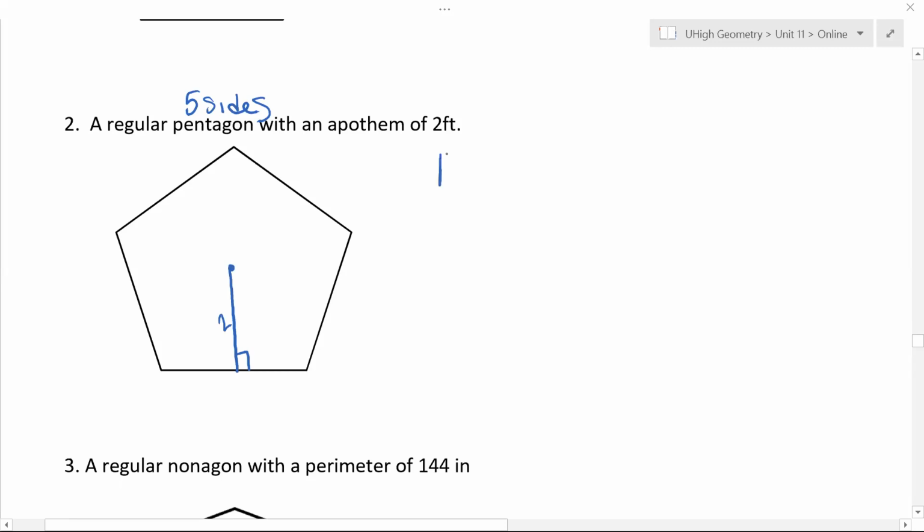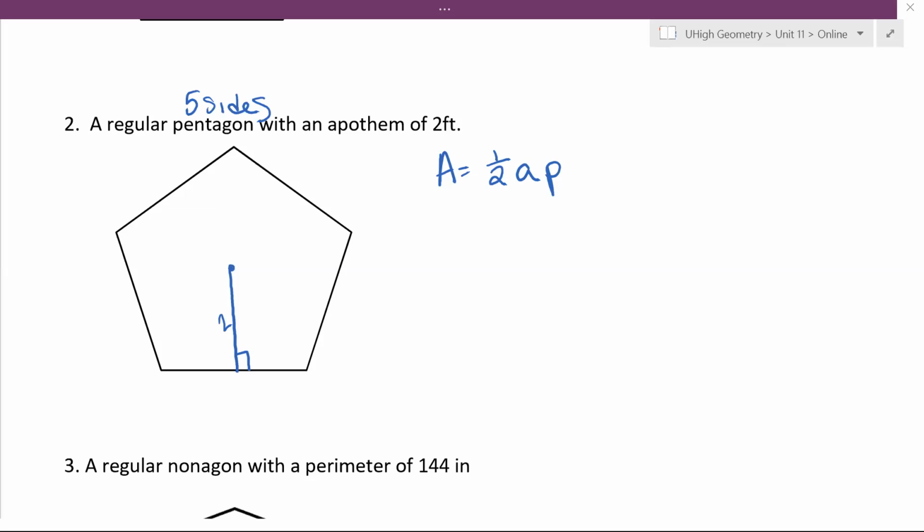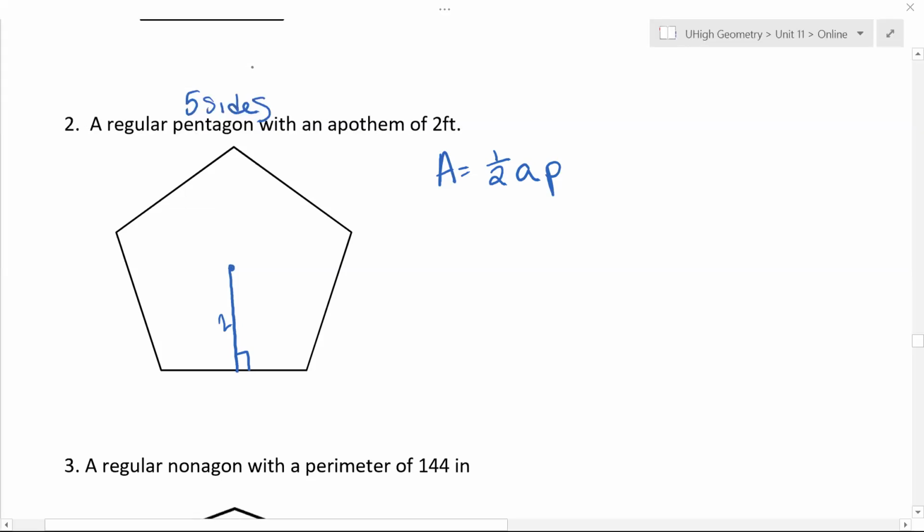All right, so to find the area of my regular polygon, I need 1/2 the apothem times the perimeter. Well, right now, I don't know what the perimeter of my shape is, so that's something I'm going to have to find. But if you guys look here, I can create a right triangle so that I can find part of one of my side lengths.